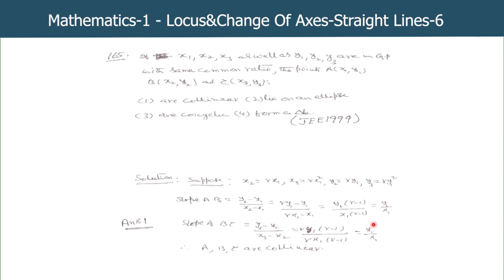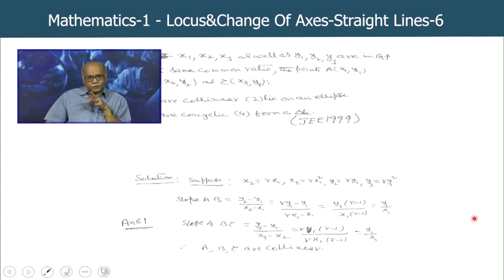So, which is nothing but y1 by x1. So, slope of AB is equal to slope of BC. So, therefore, the points A, B, C are collinear. You can remember that as a standard result: if the x coordinates and y coordinates of 3 points are in GP with the same common ratio, then those 3 points are always collinear.